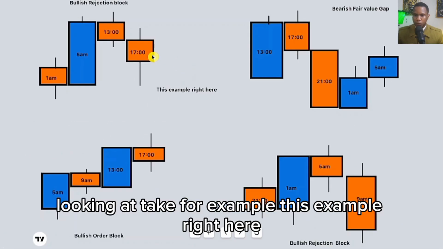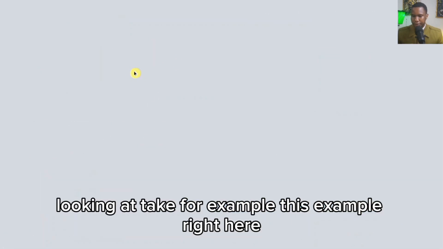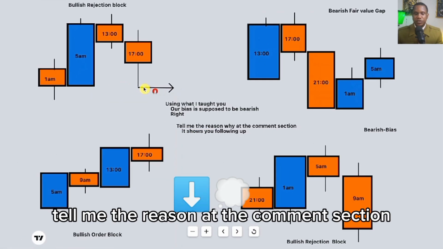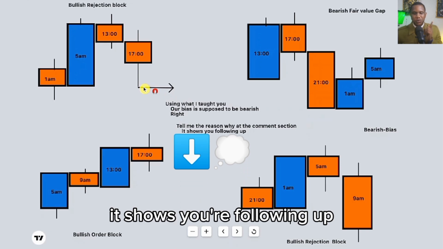Take for example this example right here. Using what I told you, our bias is supposed to be bearish, right? Tell me the reason in the comment section. It shows you're following up.